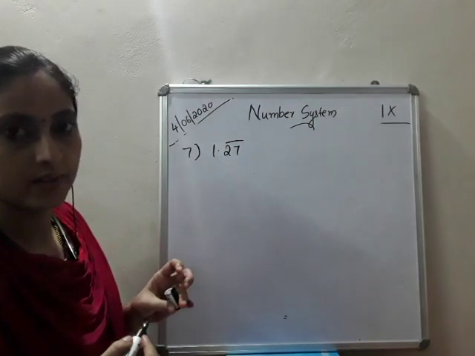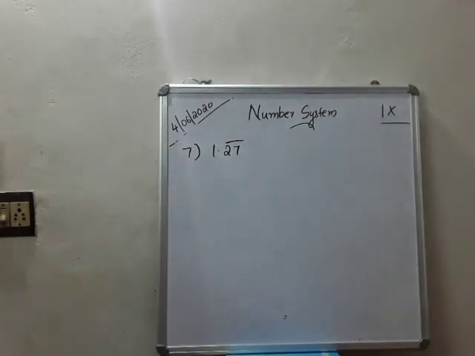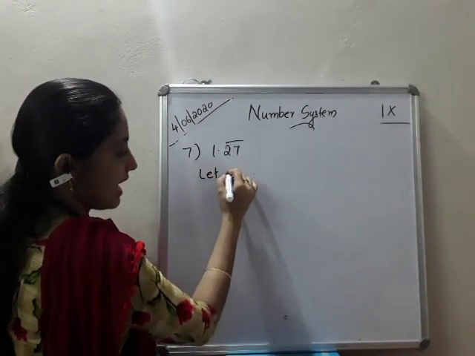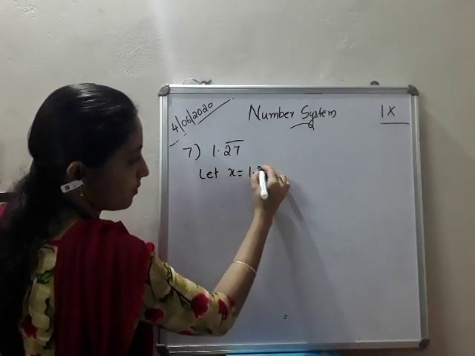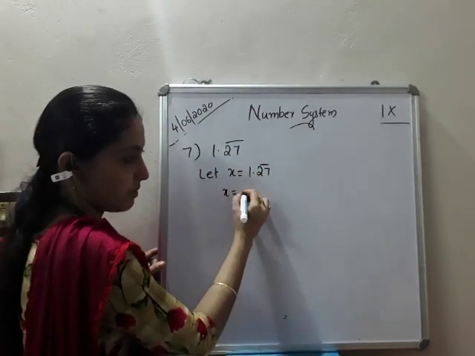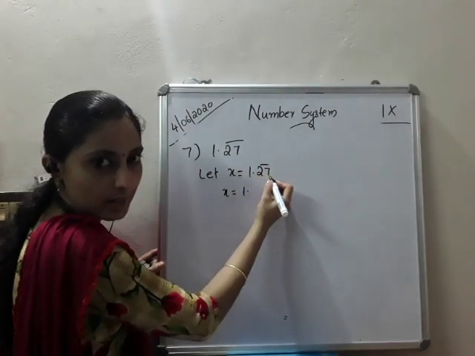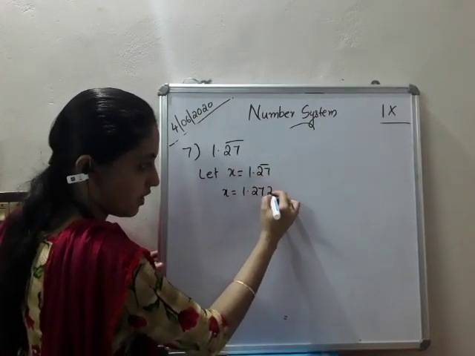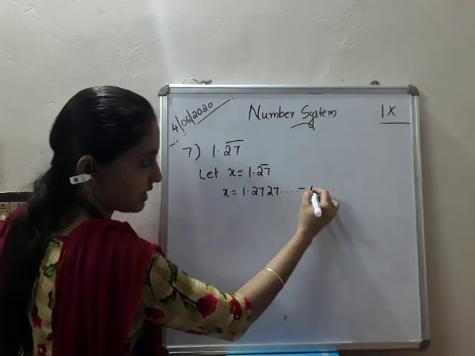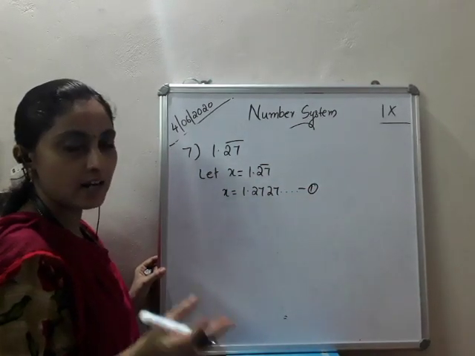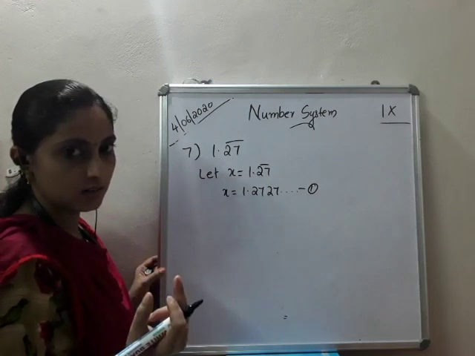7th question is 1.27 bar. So what you have to do? Let x be equal to 1.27 bar. Expanding, x will be equal to 1.2727 etc. How many numbers are repeating here? 2 and 7. That is equation number 1. Which number should be multiplied, 10 or 100? Yes, 100.